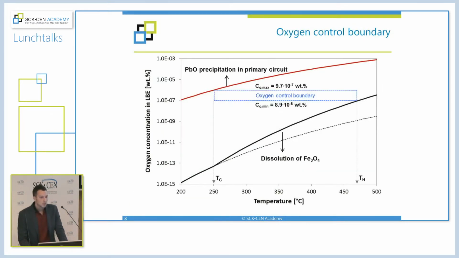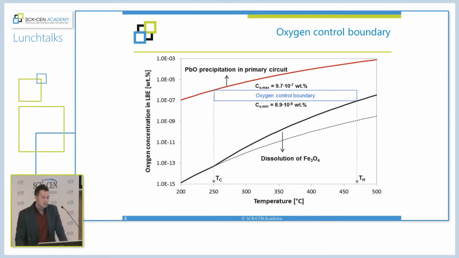Well, luckily we have thermodynamics that will tell us that. So if we know the temperature range in which we want to operate, so here at the bottom of the graph, what we want to avoid is too high oxygen concentration, to avoid lead oxide formation. So in fact, it is the red line on the top of the graph. Above this line, we will form lead oxide, and this is not a condition we can accept in the operation with LBE.